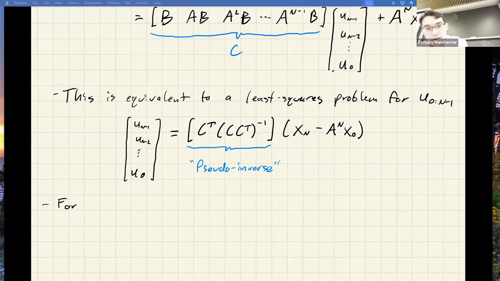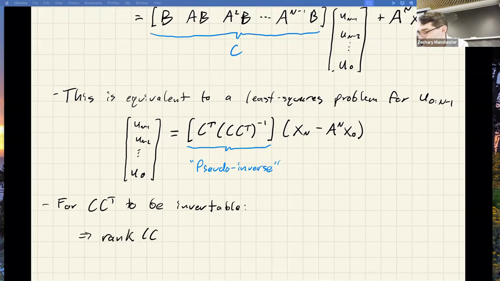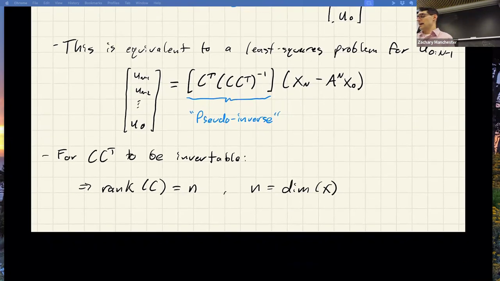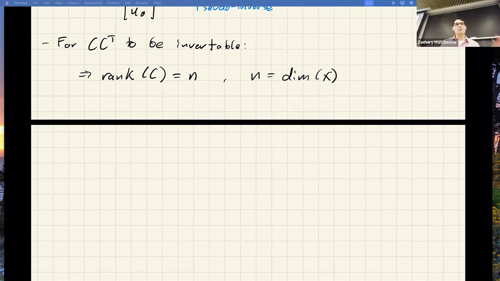So for CC transpose to be invertible, we need rank C to be equal to n, where n equals the dimension of x. Cool? Everyone cool with that? All right. So that's sophomore linear algebra stuff. There's a little bit of an extra leap that's less sophomore level, maybe grad level linear algebra.